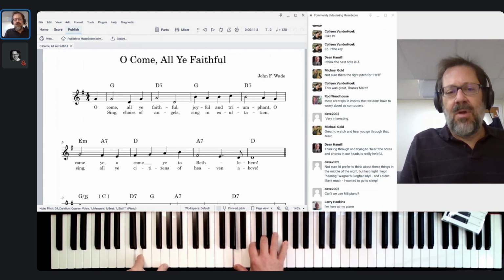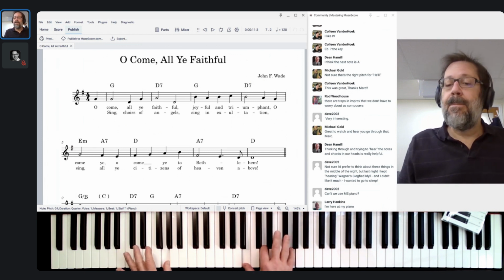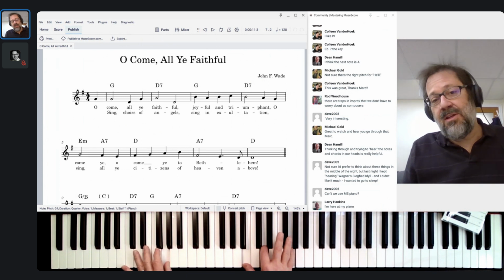And so get ready for the G chord. Here comes the G chord. All right, let's go back to the D7 chord.